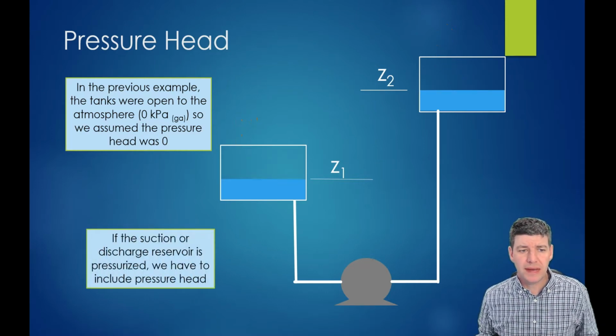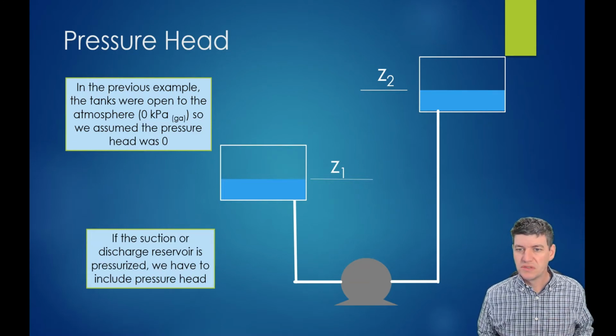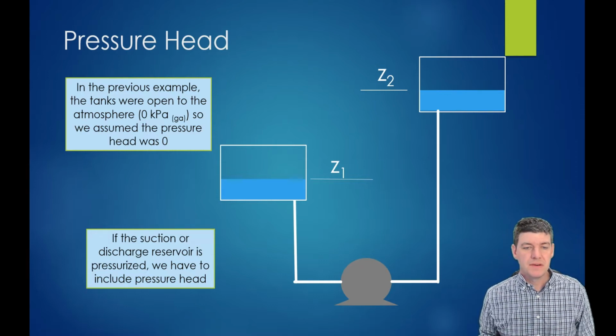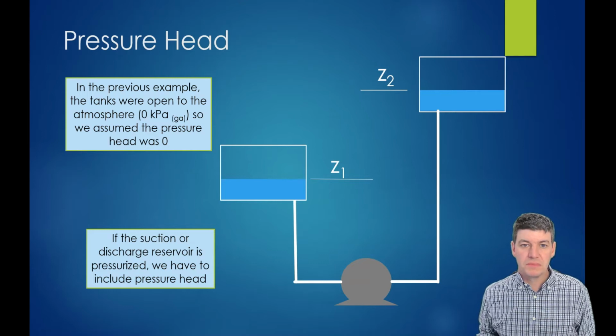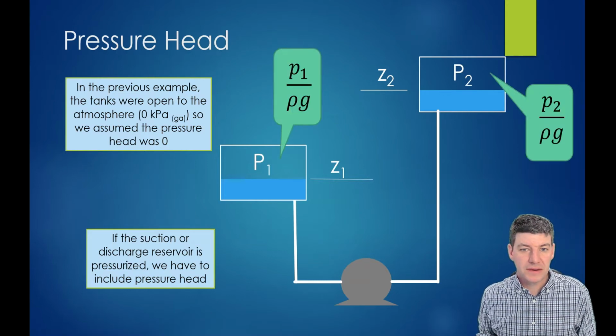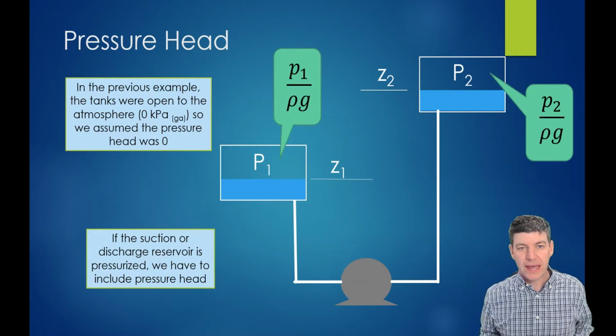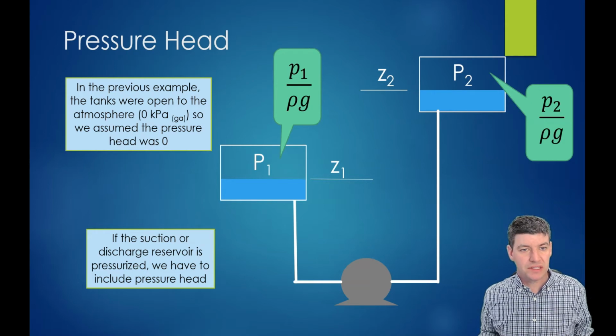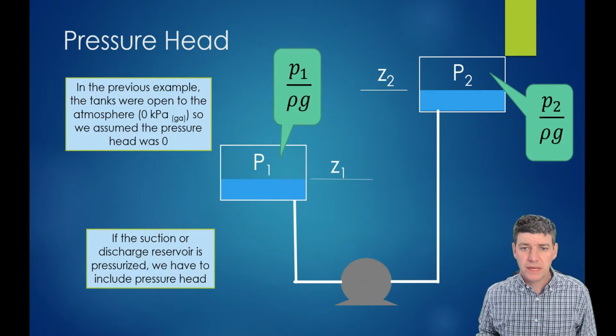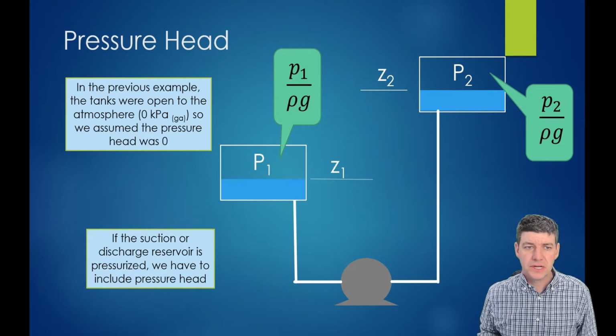However, if we have a pressurized tank, either on the reservoir side, the inlet side, or the outlet side, then we're going to need to take into account the pressure in our system. If we have a pressure 1 or 2, that means we're going to have a pressure head that exists inside of that system. So we'll have to consider that as we go through our calculations. Let's take a look at how we would calculate pressure head.